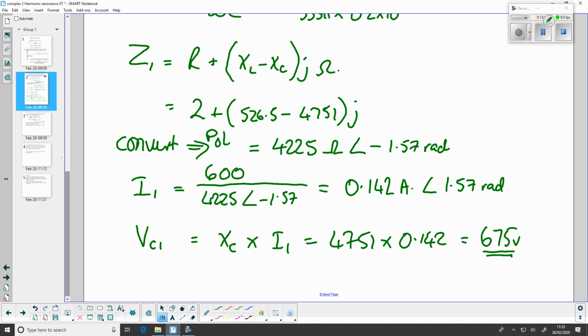And VL1 is XL times I1, which was 526.4 ohms, sorry, times 0.142, which equals 74.7 volts.